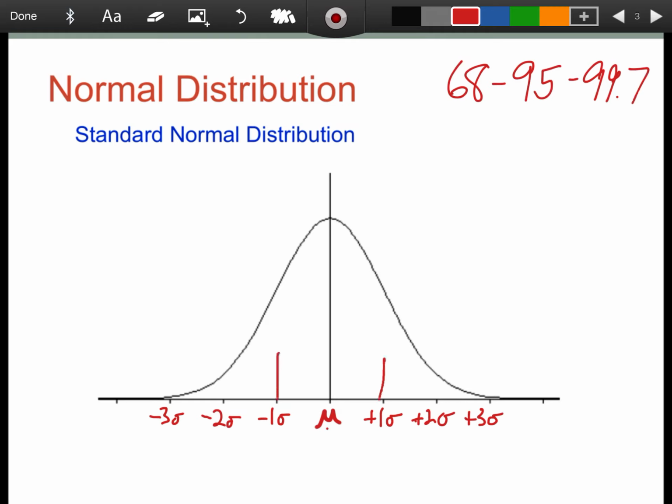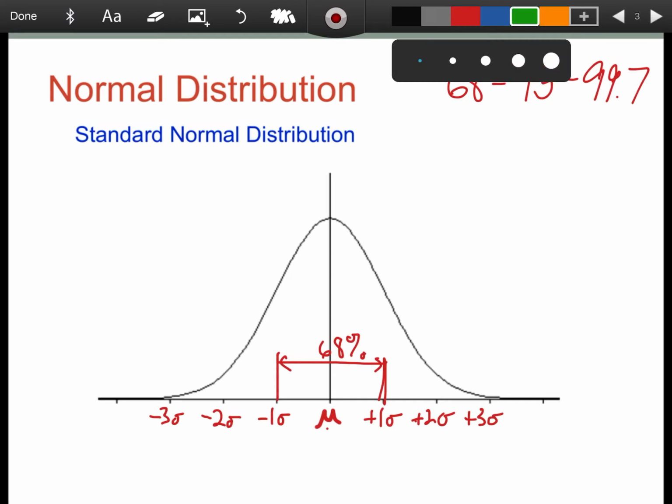If I go out 1 standard deviation from the mean on both sides, approximately 68% of all the data lies within 1 standard deviation of the mean above or below. So like for heights of people, 68% of people are within 1 standard deviation of the average.